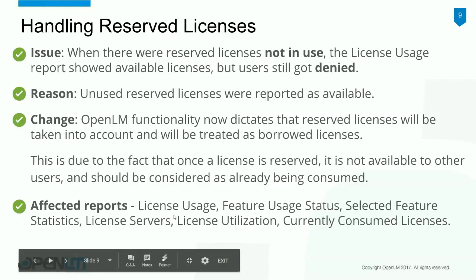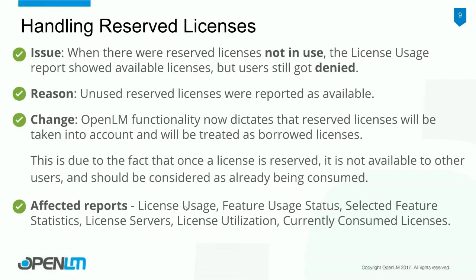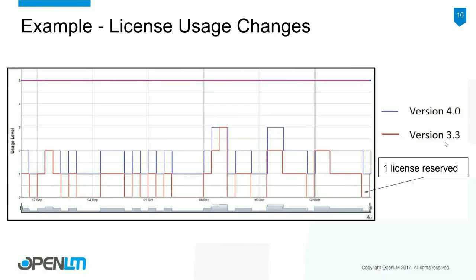So the effective reports are basically all the reports: the license usage, feature usage status, selected feature statistics, license servers, everything. Everything will now also show reserved licenses as being used. You can see version 3.3. In blue, you can see version 4. Now you can see that version 4 is much higher, by 1 license higher than version 3.3, because version 3.3 did not take into account the reserved license, and version 4 does.